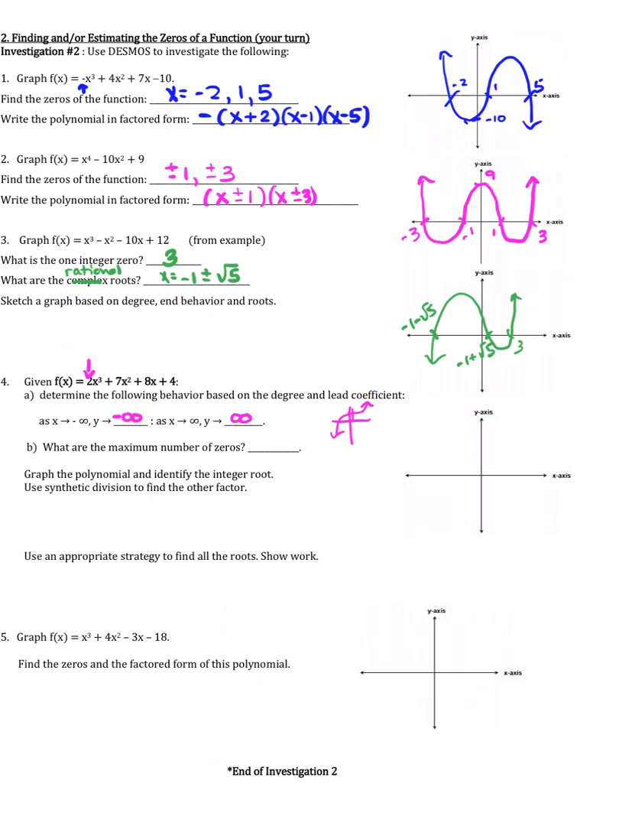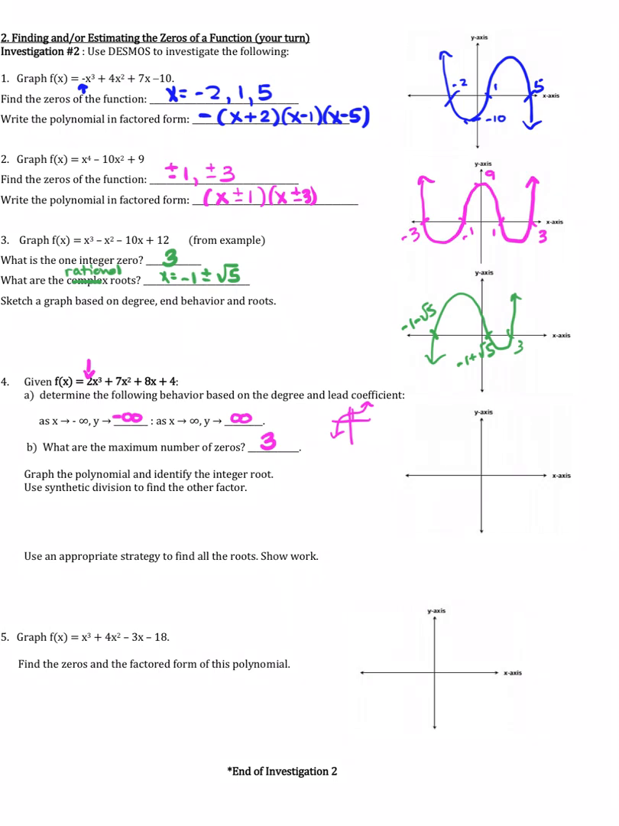And in this case, your maximum number of zeros would be 3 because it is cubic. Now we don't know in particular, that's just the maximum number. Remember, if you have complex roots, they will always come in conjugate pairs. So you can either have one real root, 3 real roots, 5 real roots. The other 2 would have to be complex.